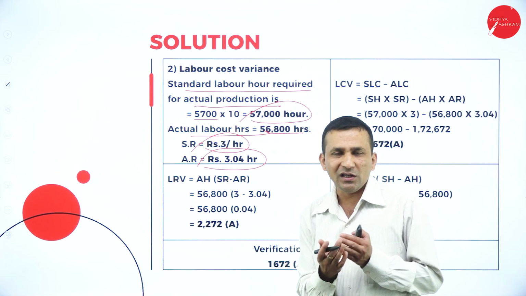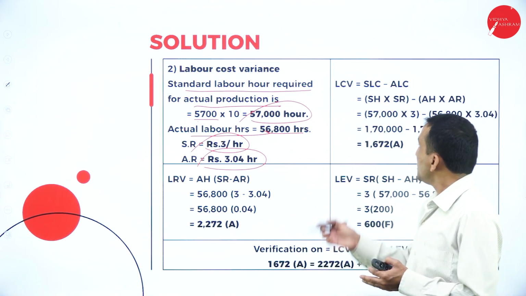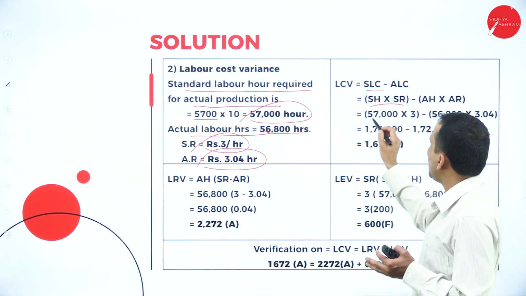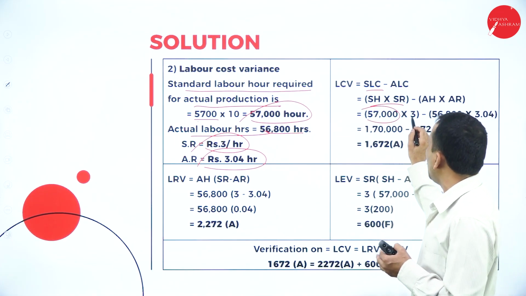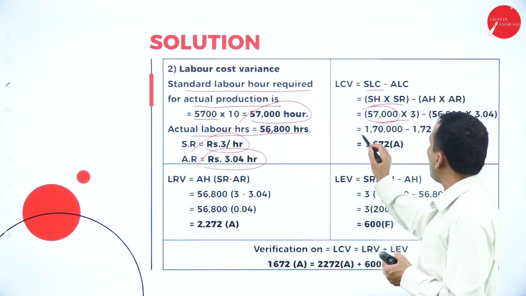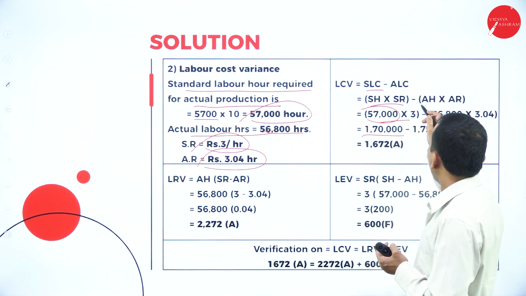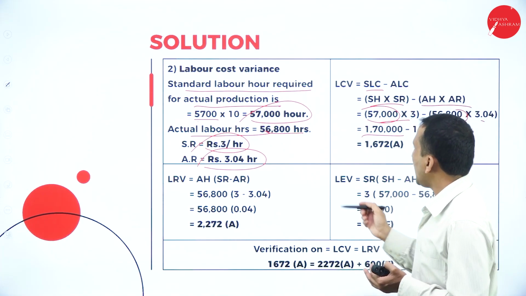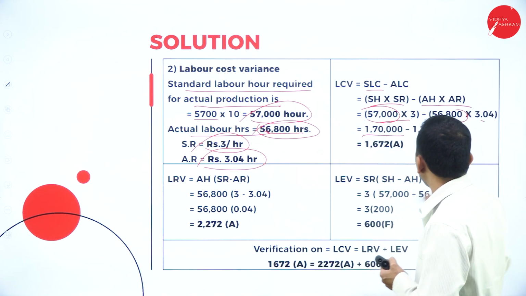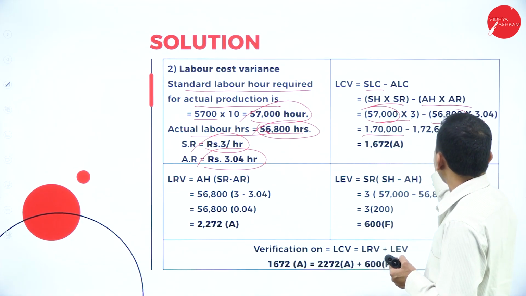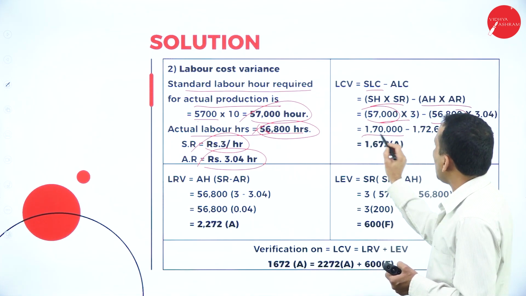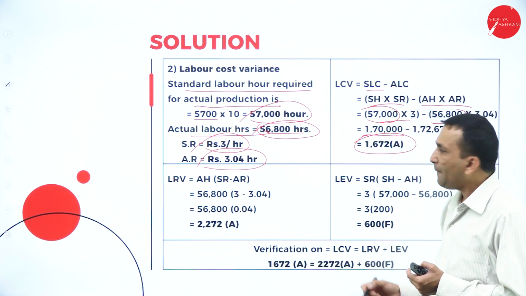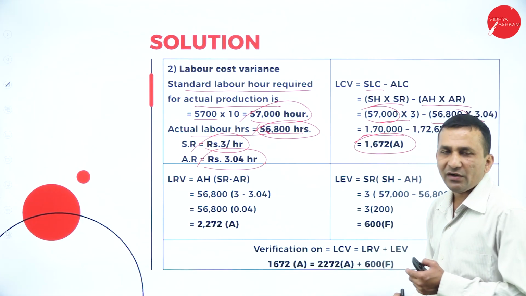Once we have all the information related to the formula, the standard cost formula is again the same: standard hours into standard rate. Standard hours we calculated as 57,000 into 3 rupees standard price, which gives 1,71,000. To find the actual labor cost, actual hours into actual rate: actual hours given is 56,800 into 3.04. If you subtract the difference, obviously 1,71,000 minus 1,72,672, we get an adverse result. So I have written 1,672 adverse.